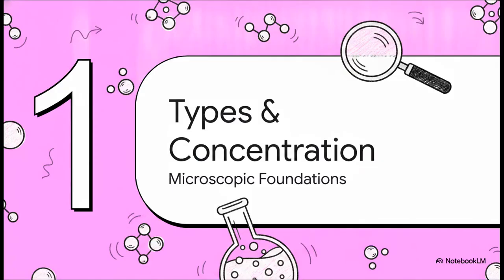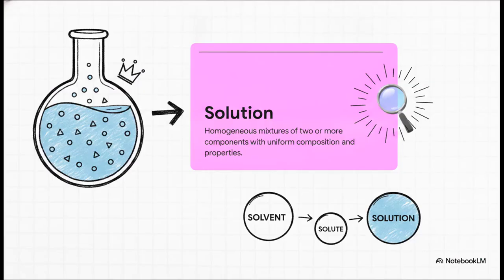Section 1. Types and concentration units. The microscopic foundations. So, what exactly is a solution? Well, it's not just random things thrown together in a beaker. A true solution is a strictly homogeneous mixture of 2 or more components. And what that means is its composition and its properties are completely uniform throughout the entire thing.